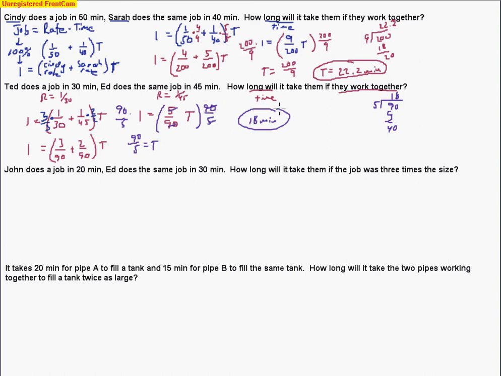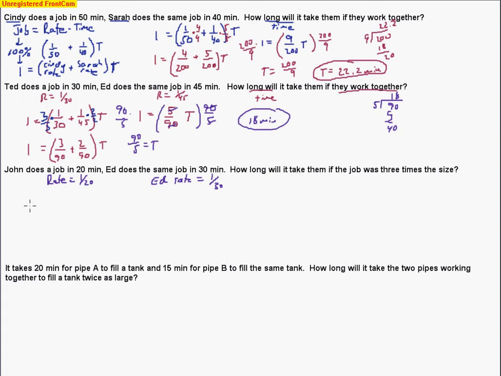Well, the next two problems are a little bit different, so let's take a look at these. Same sort of concept in the beginning, though. John does the job in 20 minutes, so his rate is 1/20. Ed does the job in 30 minutes, so Ed's rate is going to end up being 1/30. And they want to know how long it will take to do the job if the job was 3 times the size, and they're working together as well.